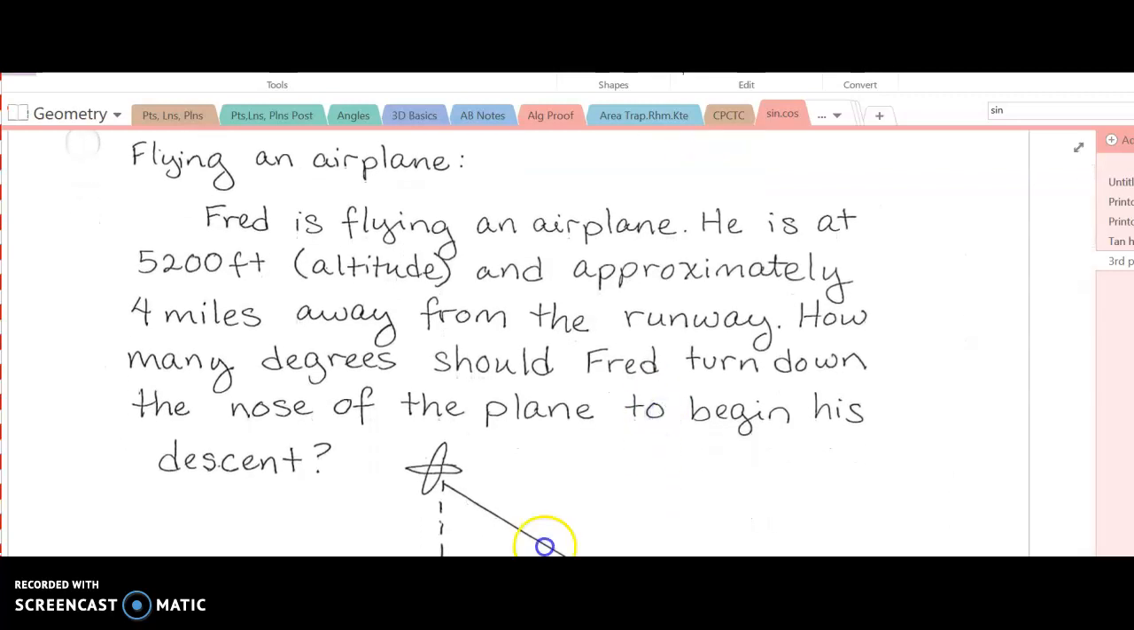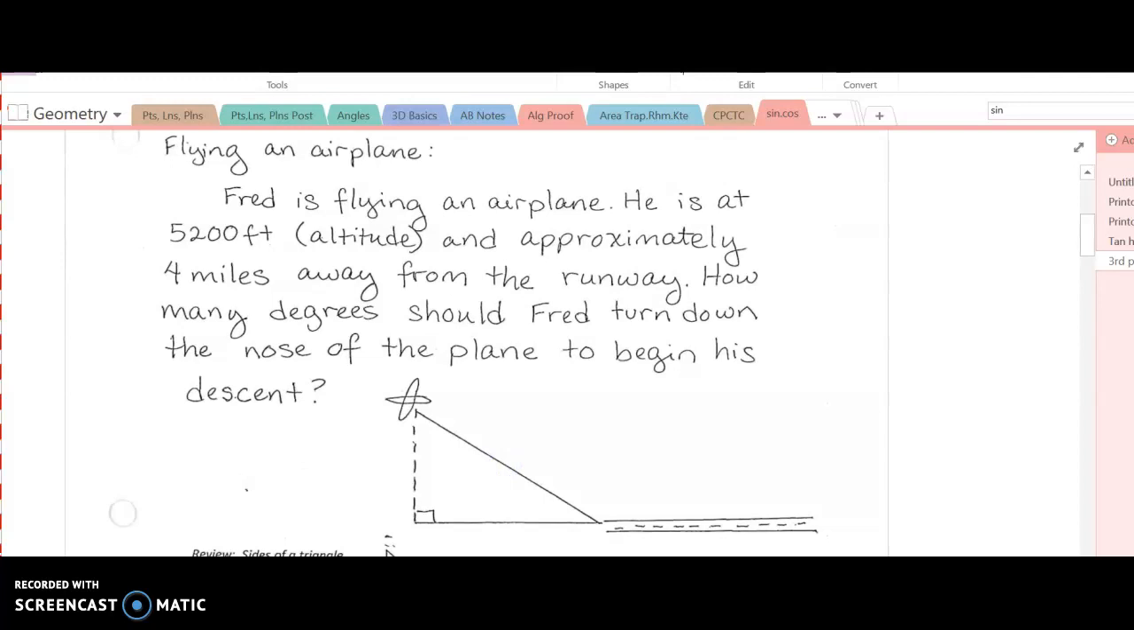We're flying an airplane. Fred is flying an airplane and he's at approximately 5,200 feet altitude, and approximately 4 miles away from the runway. And it's debatable, I didn't clarify very well in my story which 4 miles, if that was 4 miles on the ground or if that was 4 miles here. Sorry about that, I meant it to be 4 miles literally from the plane to the runway. So we'll label this as 4 miles. And how many degrees should Fred turn down the nose of his plane to begin his descent?